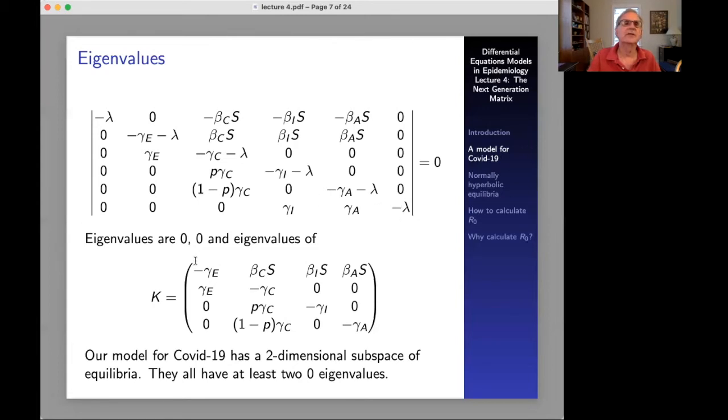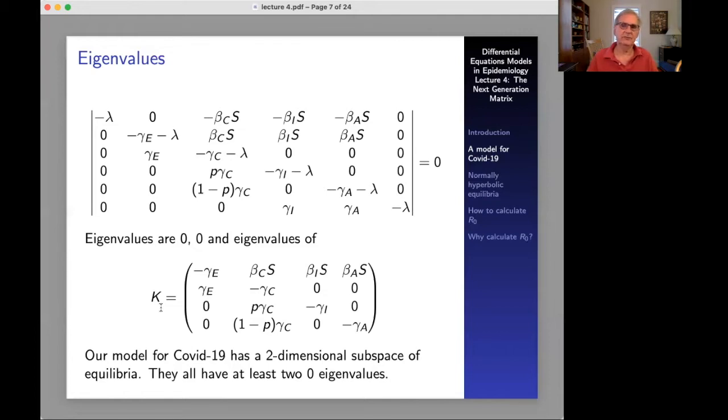That second minus lambda produces a second eigenvalue, 0. So the eigenvalues are 0, 0, and then the solutions of finding the determinant of this 4x4 matrix and setting it equal to 0. In other words, what we find if we go through all that is the eigenvalues of this interior 4x4 matrix without the lambdas. Call that matrix K. So the eigenvalues are 0, 0, and the eigenvalues of K.